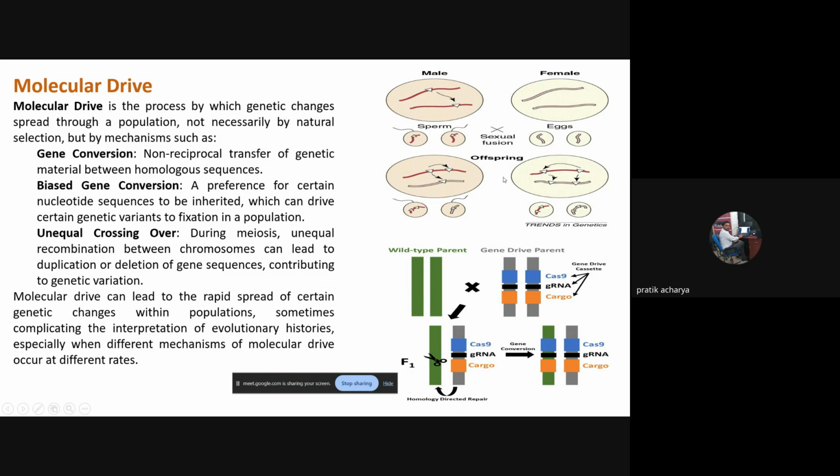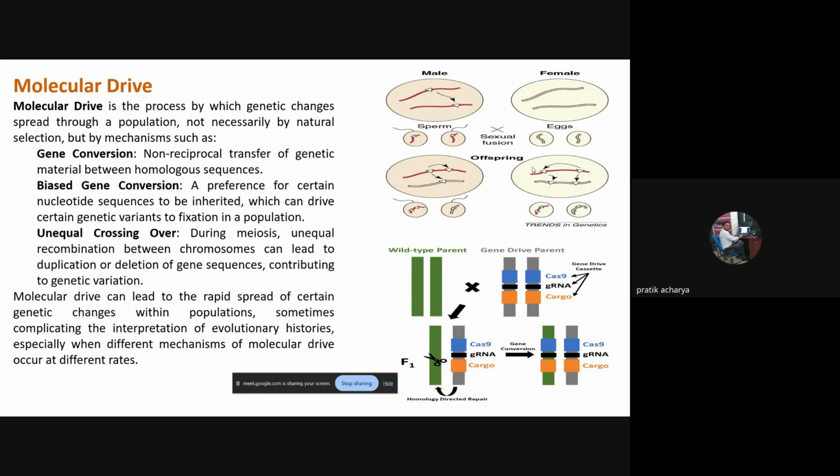That leads to the process of evolution, which is expressed by molecular drive, because molecular drive emphasizes genetic changes spread through a population. So when the population has a changed version of its gene, which is very essential for the population, for example if a population is affected by a disease and a particular gene is responsible for the death of the population, then a change in gene is very important. That is expressed by this molecular drive.